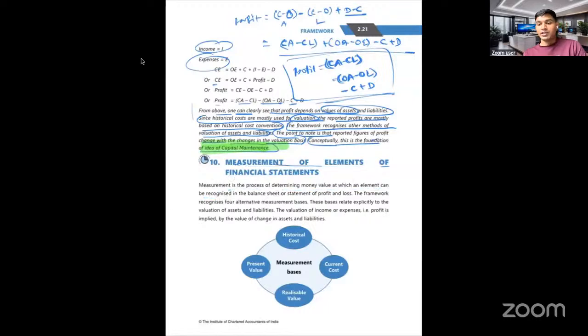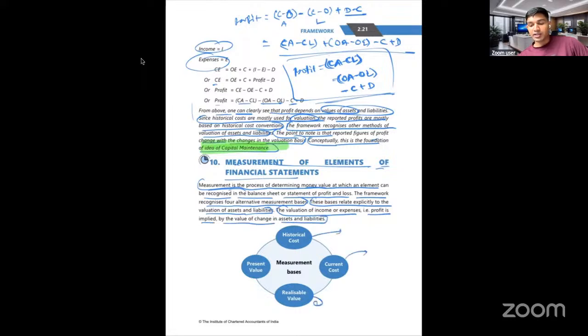Now we'll see the measurement of elements of a financial statement. Measurement is the process of determining the money value at which the element can be recognized in the balance sheet or a statement of profit and loss. The framework recognizes four alternative measurement bases. The bases relate explicitly to the valuation of assets and liabilities, and the valuation of income or expenses, so that profit is implied by the value of change in assets and liability. One is historical cost, current cost, realizable value, and present value.